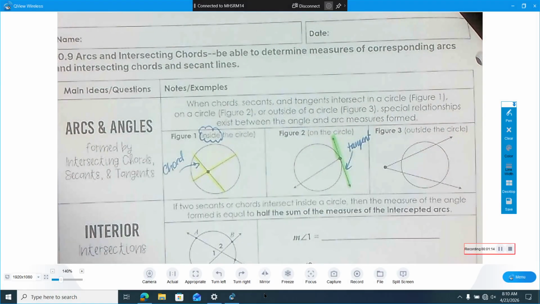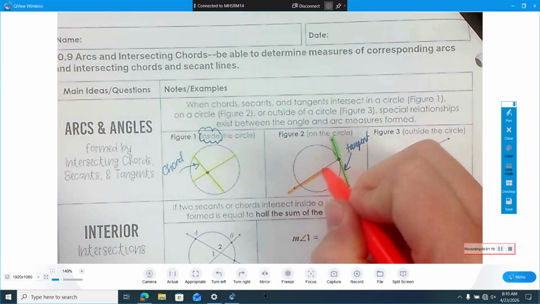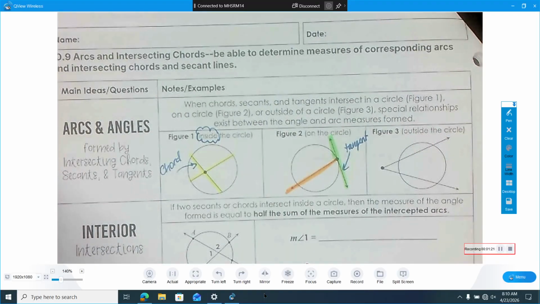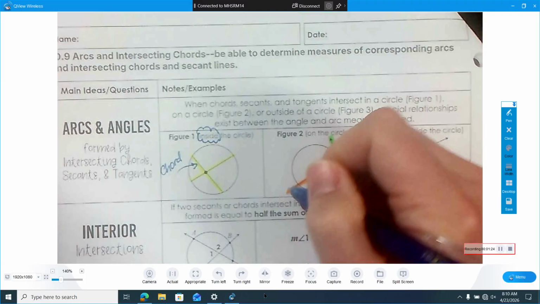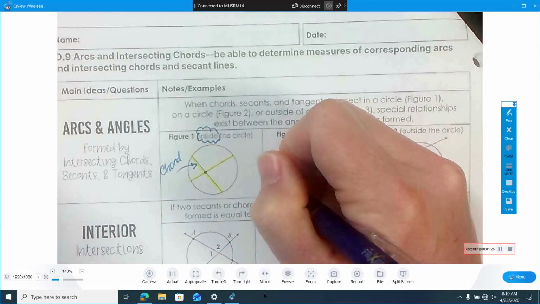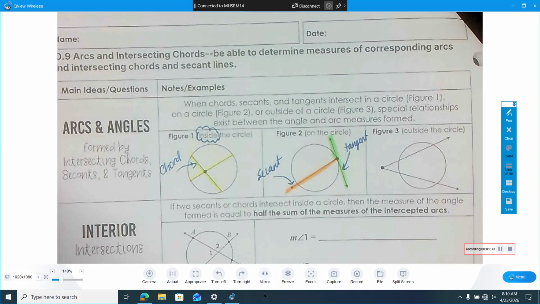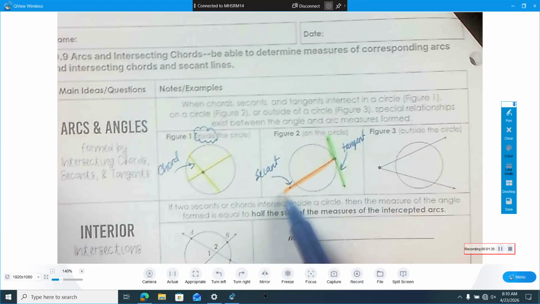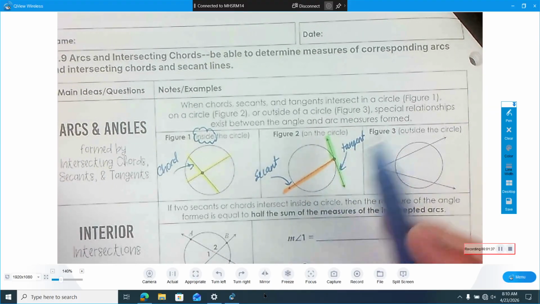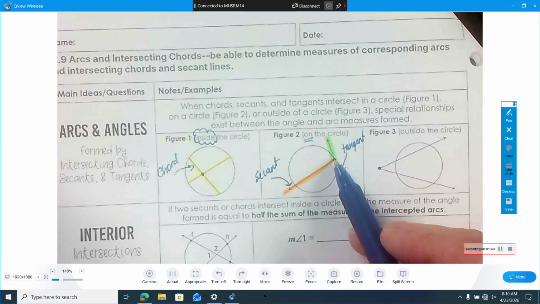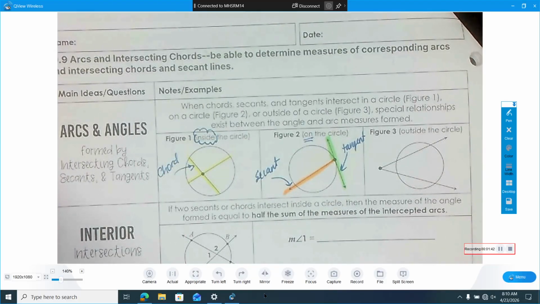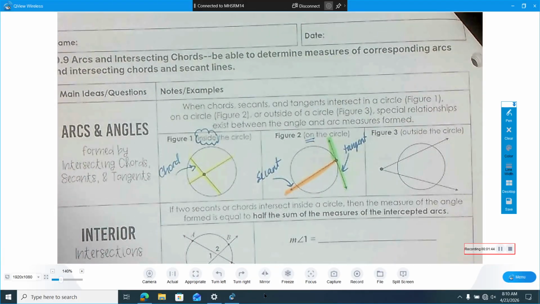And then here, this line is called a secant. So this orange line is called a secant line, and it's a secant line just because it goes on forever, unlike a chord, which sort of stops. So here we have a secant and tangent line, and they are intersecting on the circle. So the vertex is on the edge of the circle, and that's important to point out.